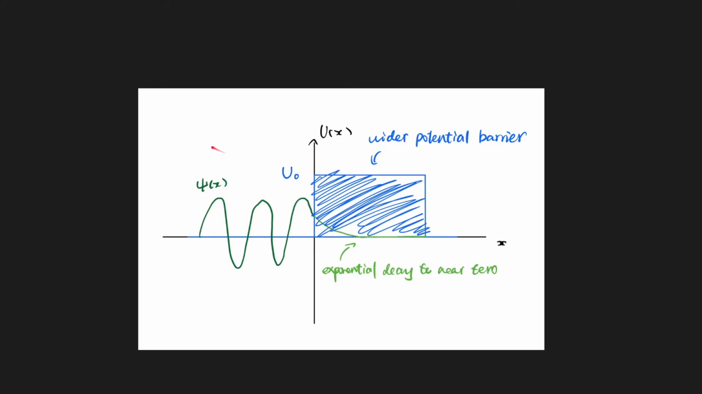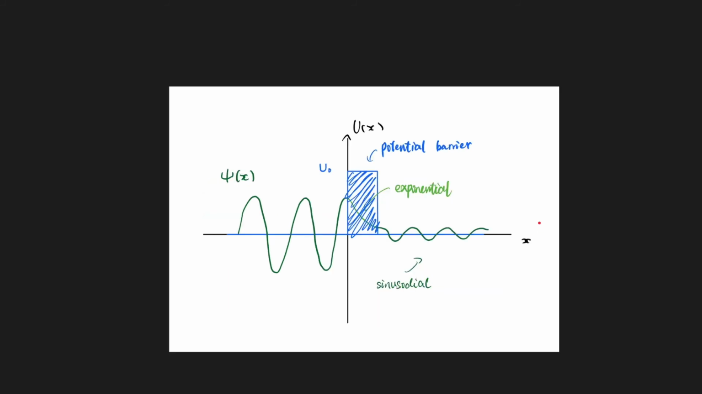If we have a free particle approaching a potential, we end up with a combination of the previous solutions, where there is no potential the wave function is sinusoidal, and then inside the potential, the wave function decays exponentially. If the potential barrier is narrow enough, then the wave function will not have fully decayed by the time it reaches the end of the potential.